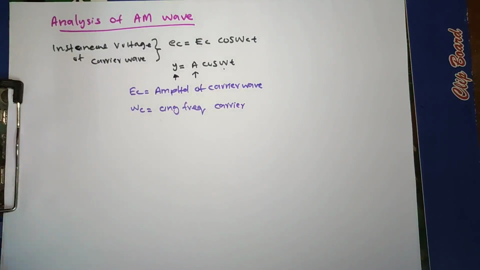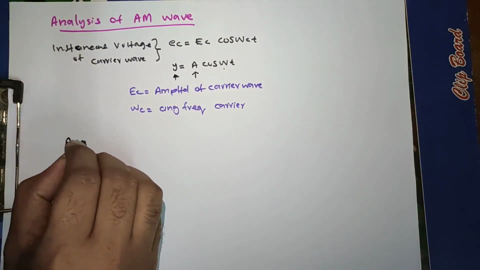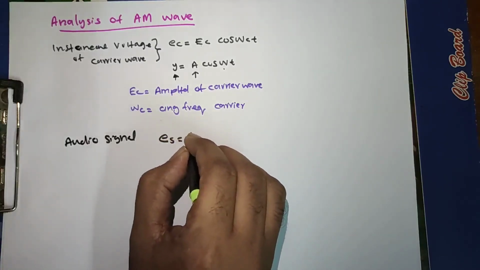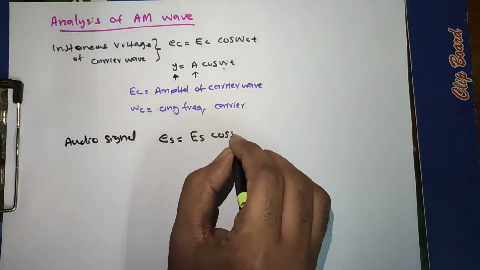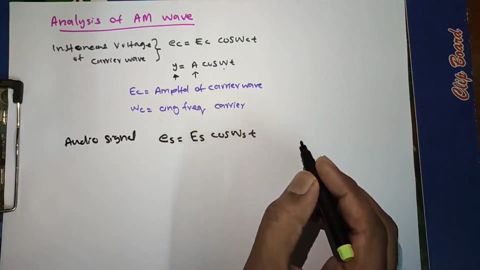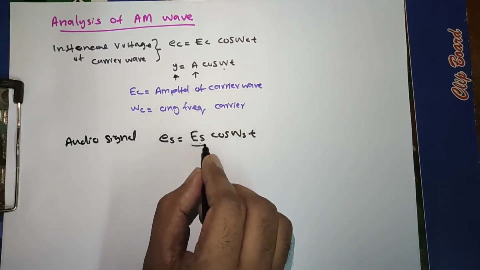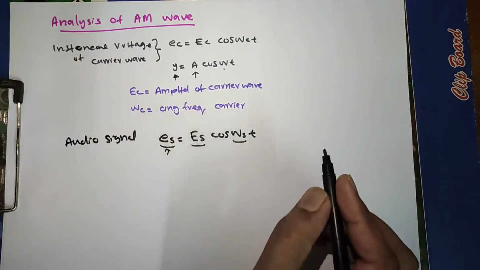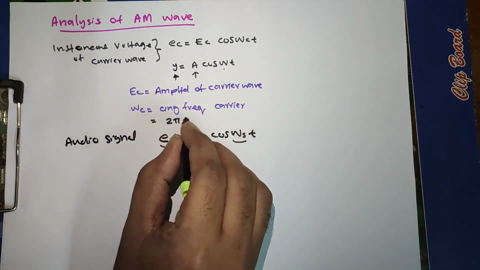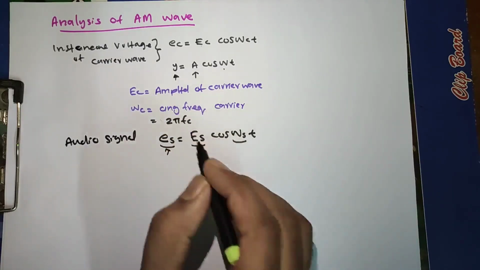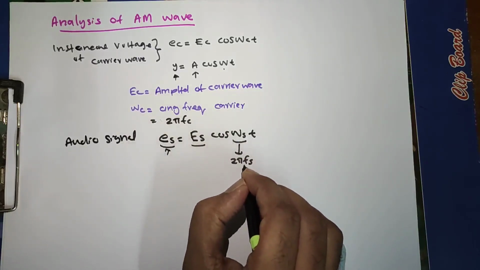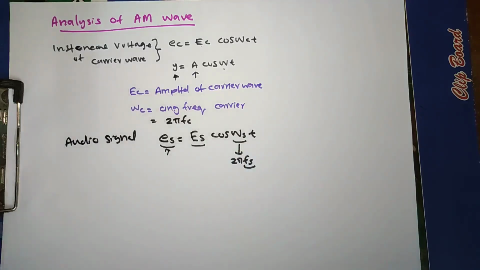Then I can represent the instantaneous voltage of the audio signal. Similar to the above equation, the instantaneous voltage of the audio signal es will be equal to the amplitude of the audio signal into cos of the angular frequency of the audio signal into time. So here capital ES represents the amplitude of the audio signal, and this small es is the instantaneous voltage value of the audio signal. Omega s is the angular frequency of the audio signal. This omega c will be equal to 2 pi fc, where fc represents the frequency of the carrier signal. Similarly, this omega s will be equal to 2 pi fs, where fs represents the frequency of the audio signal.